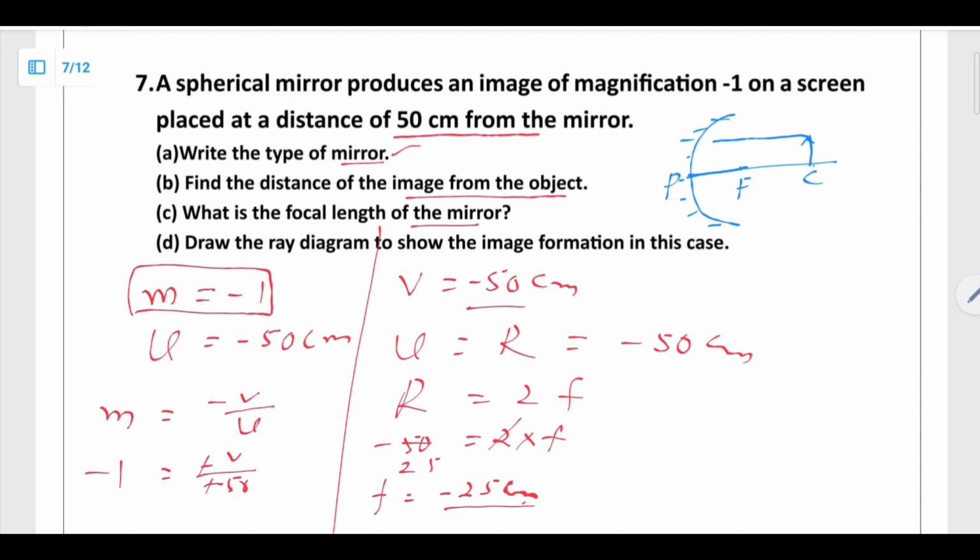A light ray which is incident on the mirror parallel to the principal axis passes through the focus. If the light ray is incident through the focus, after reflection it passes parallel to the principal axis. So the image is formed at C only. You should maintain a scale to draw the proper diagram.